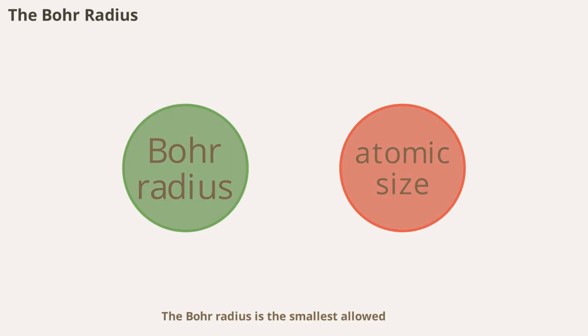Bohr radius is the smallest allowed orbit for an electron in a hydrogen atom, serving as a fundamental unit of length in atomic physics. It provides a scale for the size of atoms and is used in many calculations involving atomic structure. The concept of the Bohr radius illustrates how quantum theory provides precise predictions about the properties of atoms.